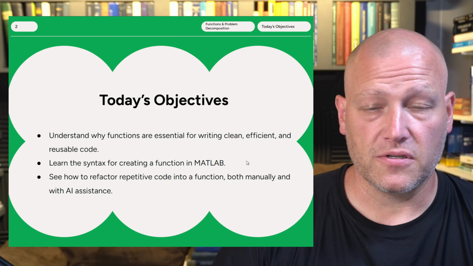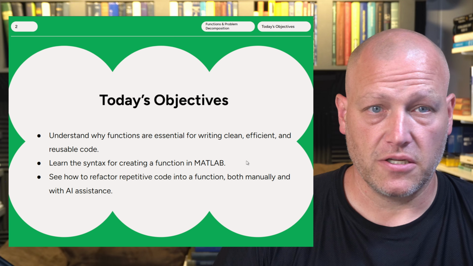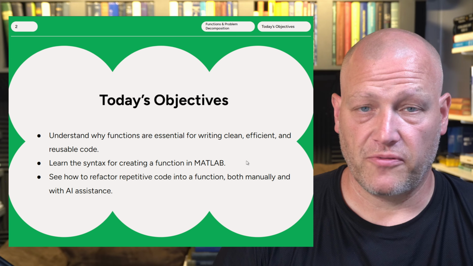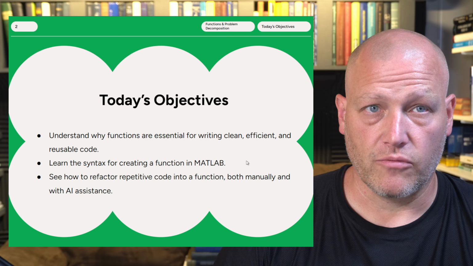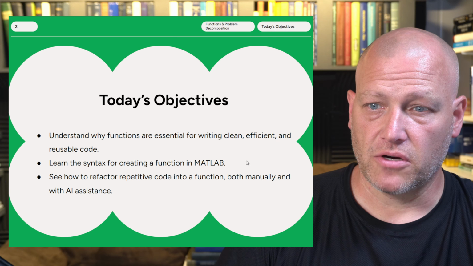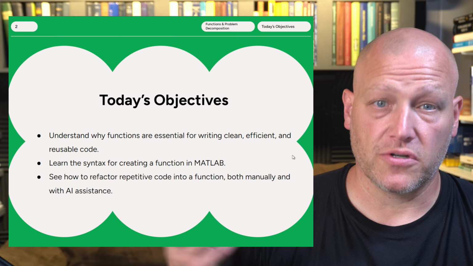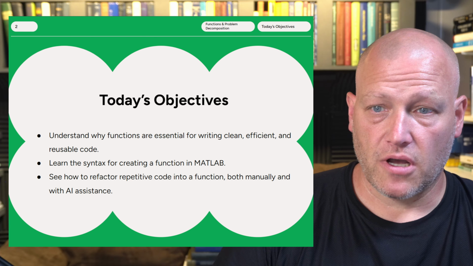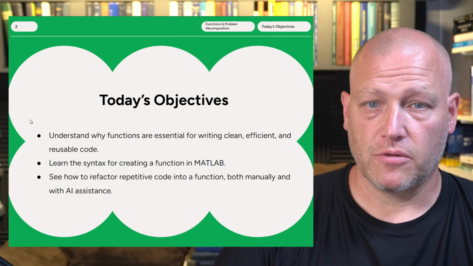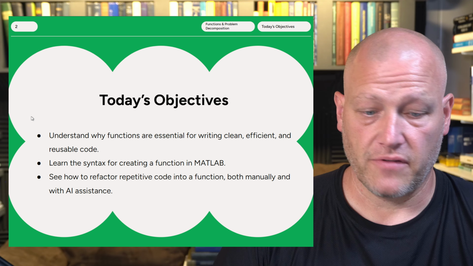If you recall our first lecture, we had a couple of functions that we made use of without actually talking about how to create our own. We used the disp function and we used the roots function, and a couple others. Today we're going to focus on creating our own user-defined functions. And then we'll talk about what's called refactoring our code into a function. We'll do this both manually, and then we'll also do it with the assistance of AI.